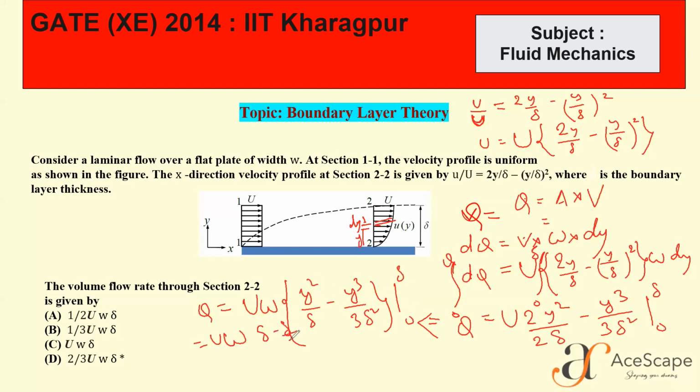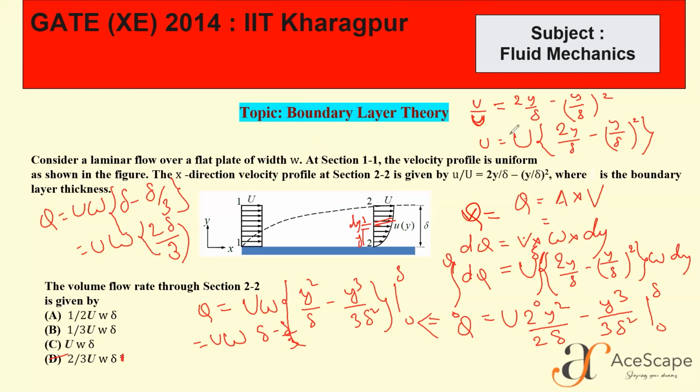If you put in the limits, we get U W into del minus del by 3, right? So Q is equal to U W into del minus del by 3. We get U W into twice del by 3, which is nothing but option number 2. This del star is by mistake, it won't be there. So it is 2 by 3 into U into W into del. So this is the volume flow rate.